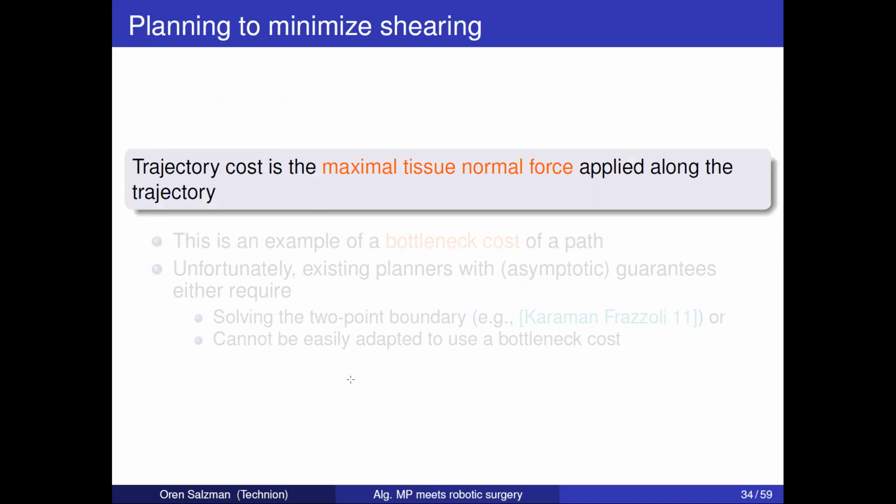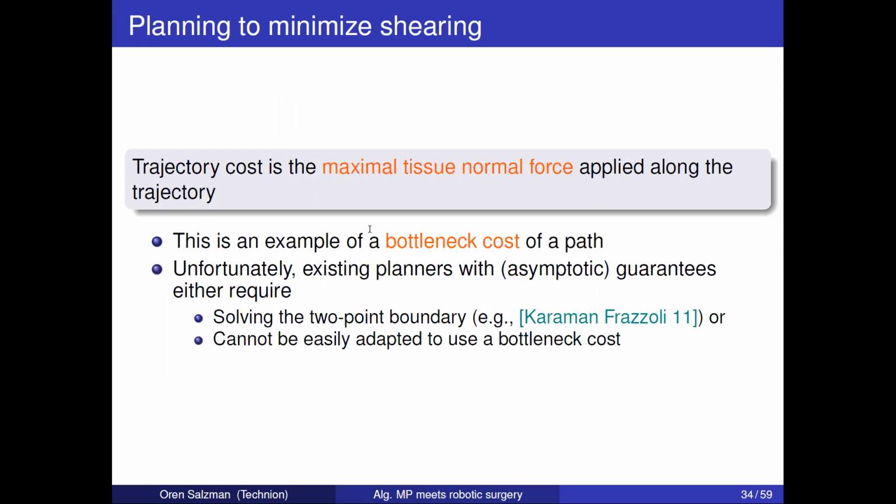And once we have a model of forces applied, what we want to do is minimize the maximal tissue force applied along the trajectory. And this is called the bottleneck cost of a path. Now, how do we optimize using the bottleneck cost of a path? Typical existing planners that have guarantees on the quality of the solution require solving two-point boundary value problems or can't easily be adapted to use a bottleneck cost.